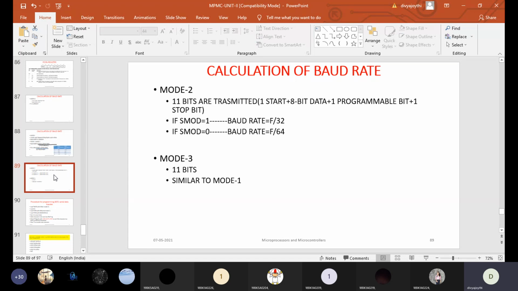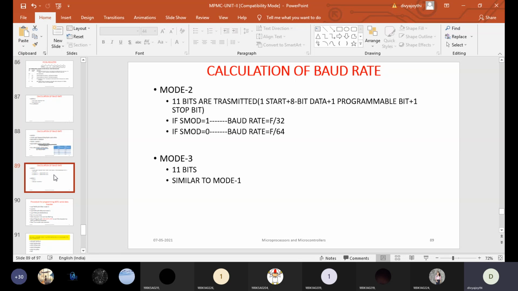And next, moving on to mode 3. In mode 3, 11 bits are transmitted. So here you can observe that in both mode 2 and mode 3, 11 bits are being transmitted. And coming to the calculation of baud rate, the way we calculated the baud rate for mode 1 is applicable for mode 3 also. So mode 3 takes the properties of mode 2 and mode 1. Coming to the transmission, it is transmitting 11 bits, and coming to the calculation of baud rate, it is following mode 1.